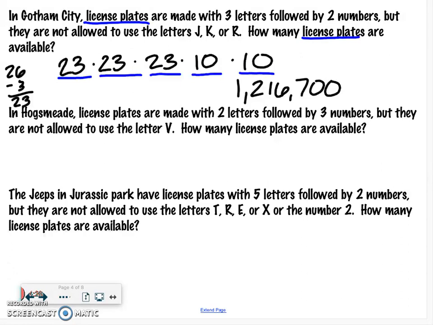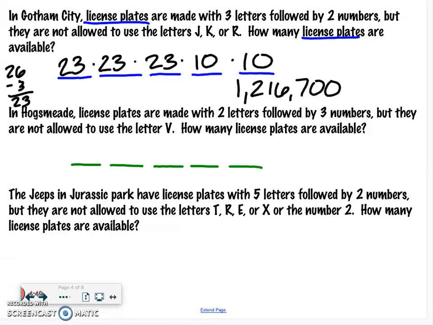Next problem. In Hogsmeade, license plates are made with 2 letters followed by 3 numbers, but they are not allowed to use the letter V. How many license plates are available? So once again, we start with our blank lines here. We have 2 letters followed by 3 numbers.